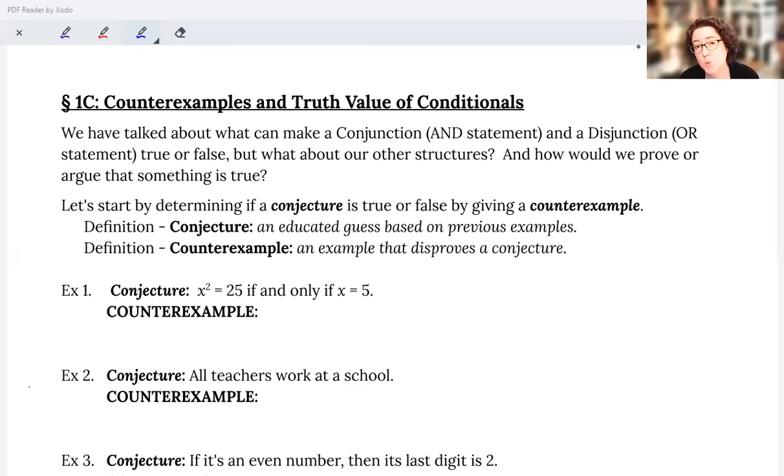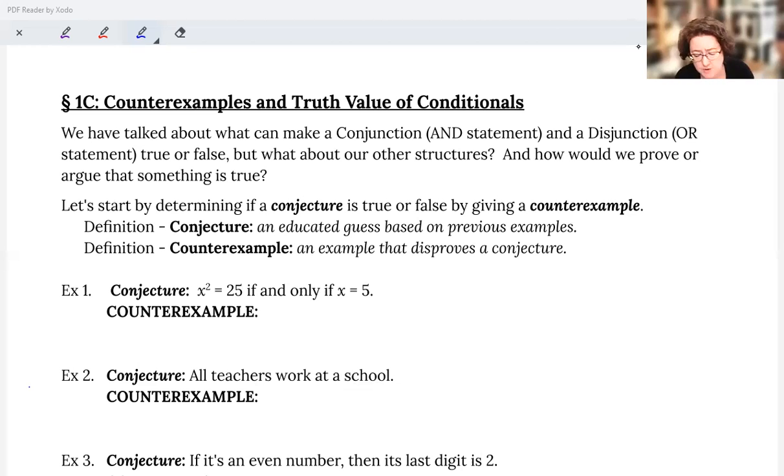And some of these we may be able to tell definitively, hey, these are true. And some of them, there may be some gray areas. And so related to that, the first thing I wanted to do was talk about counterexamples. And with that, we also need to know the word conjecture.